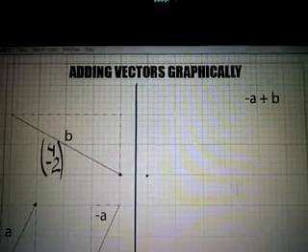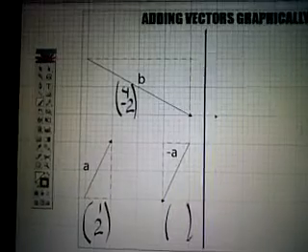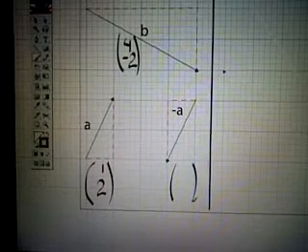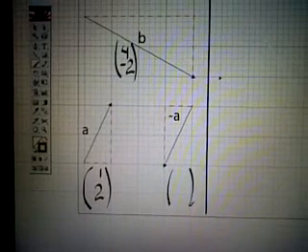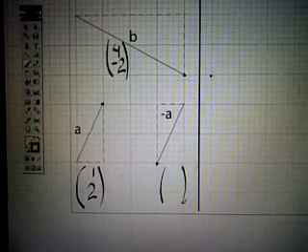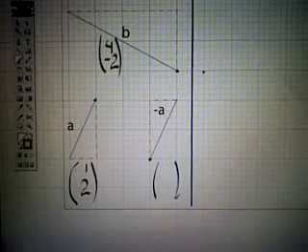Welcome to part 2 of adding vectors graphically. If you followed from session 1, where we added two vectors A and B, you would see that we can calculate these vectors as well as represent them graphically. Now we're going to look at another vector, negative A.